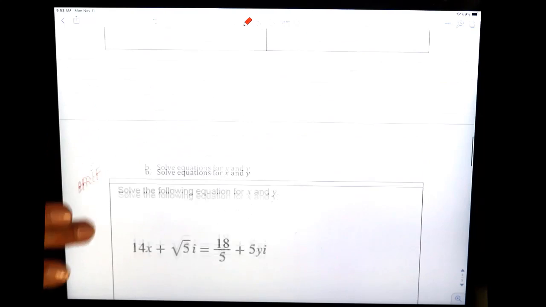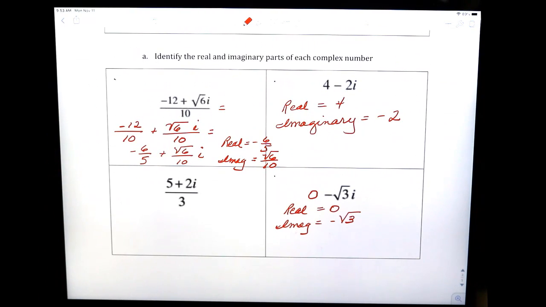Okay, I think that's a good place to stop for our introduction on complex numbers.